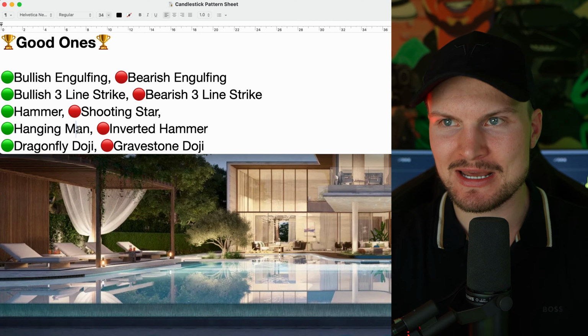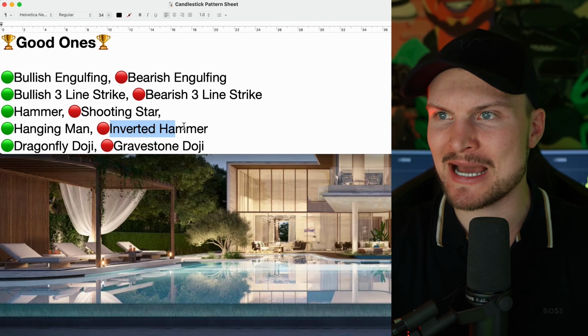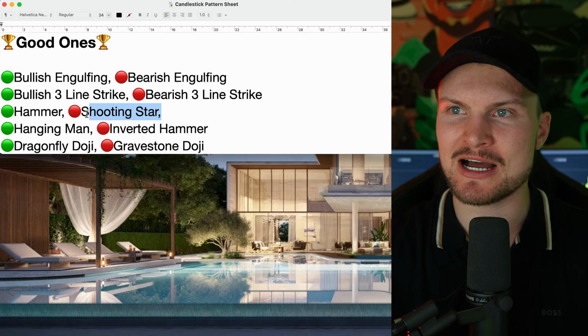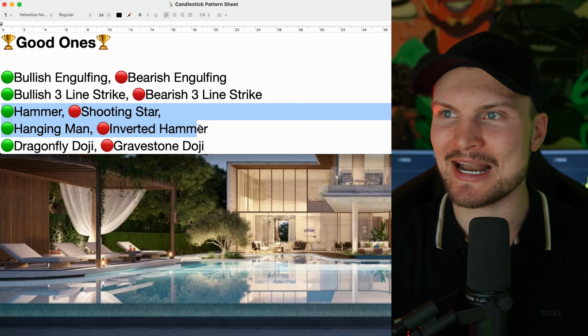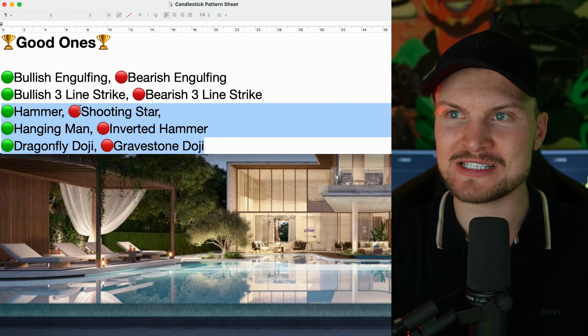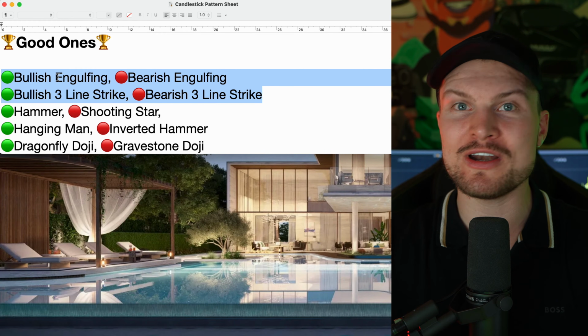And the hanging man is the same as this, however, the weaker version. And the inverted hammer is the same thing as a shooting star, however, the weaker version. So these 6 candlestick patterns are like a big, beautiful family with 6 members. And these 4 are also a family with only 4 members.